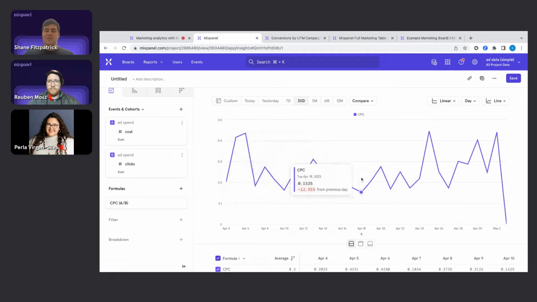How much are we actually spending? What is the efficiency of our ad spend overall? Is it trending up? Is it trending down? We have visibility into that now.